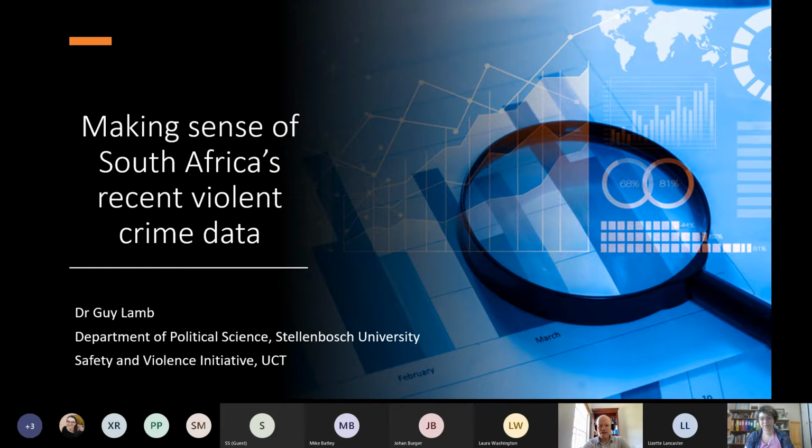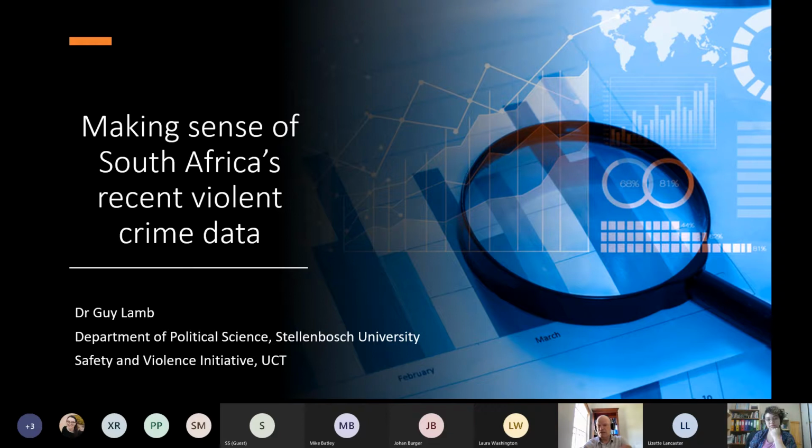I had a conversation with Lizette a number of days ago about how we're going to tackle this. We're both going to look at recent crime stats and recent crime trends, but we're going to look at different aspects of it. What I want to do is make sense of the most recent violent crime data, particularly looking at murder, but also make reference to other categories of violent crime.